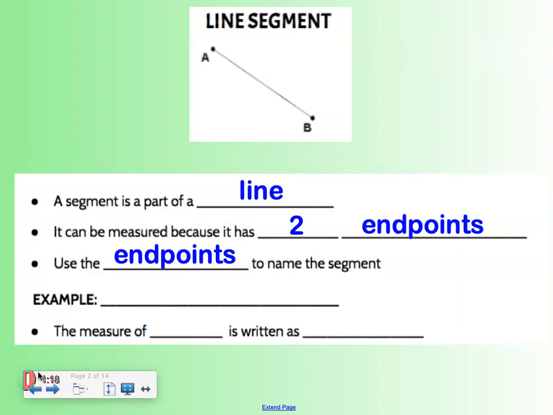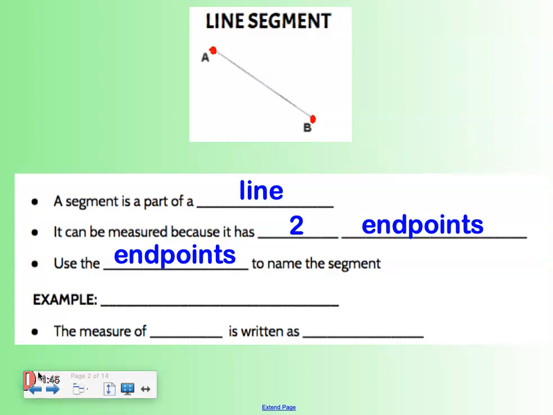So a line segment, what is it? Well, it's just part of a line. So remember, a line goes on for infinity. There's no start and stop with a line, but a line segment, the difference is it has two endpoints. So I can definitely say there's a length to that because it can be measured by those two endpoints. These endpoints are also what we use to name that segment.